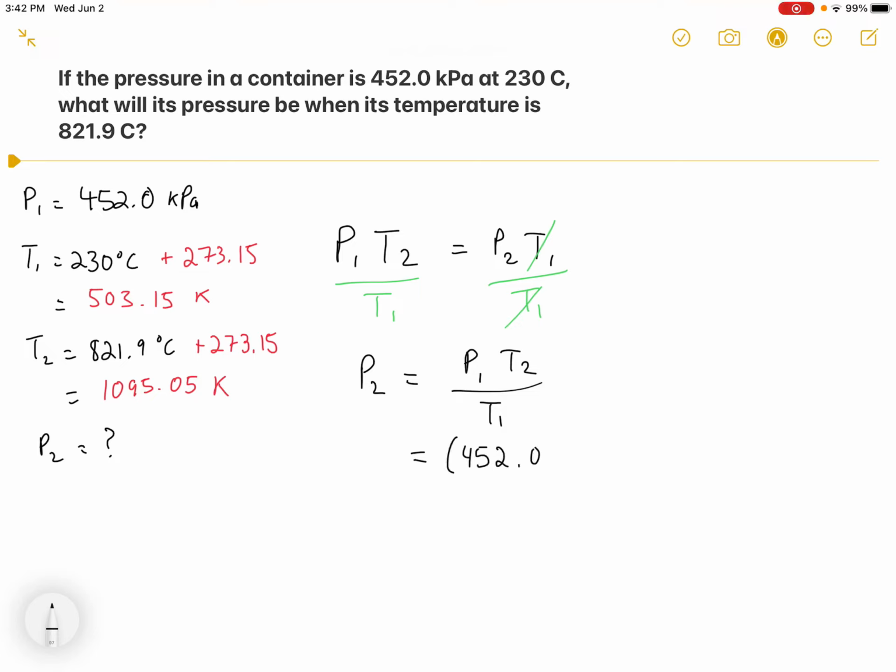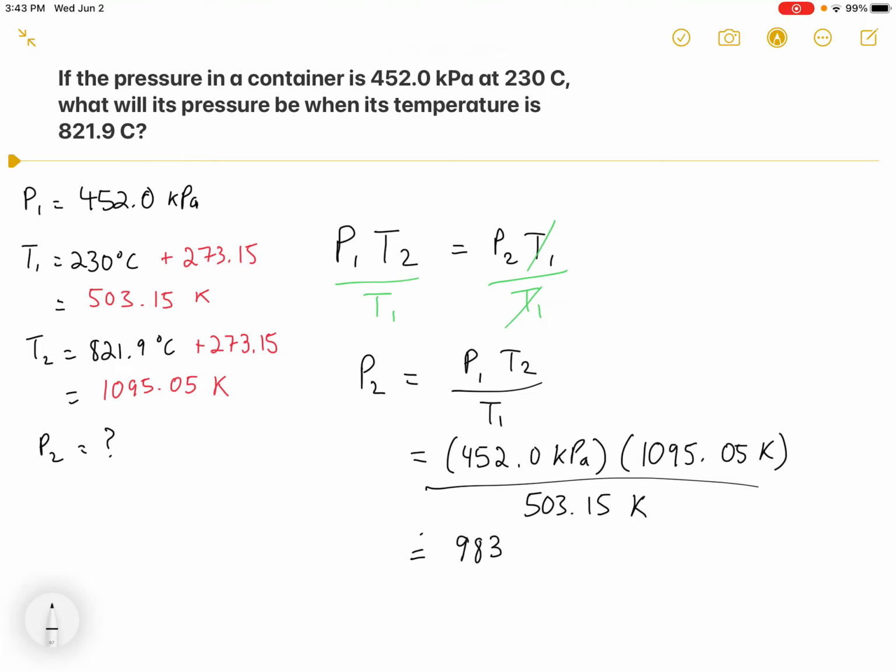So 452 kilopascals times 1095.05 Kelvin divided by 503.15 Kelvin. So then when you type all that into your calculator, you're going to end up with a final answer of about 983.73 kilopascals.